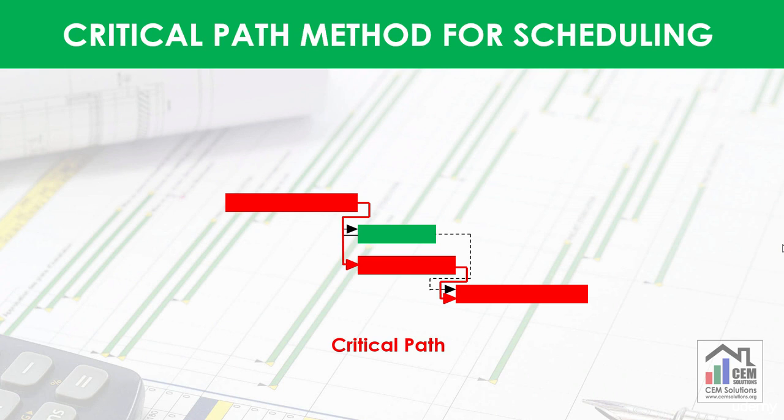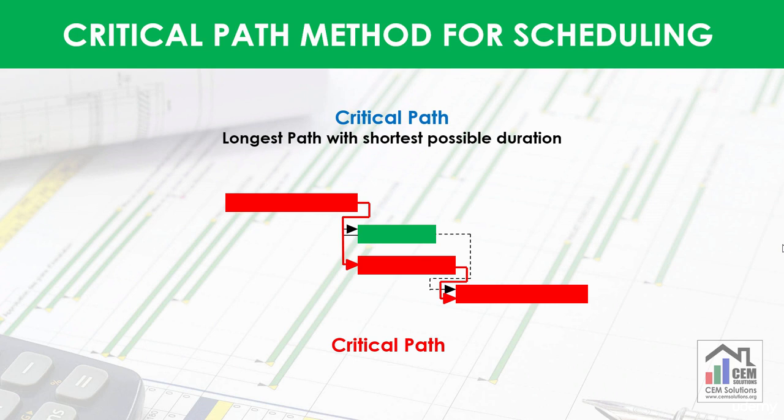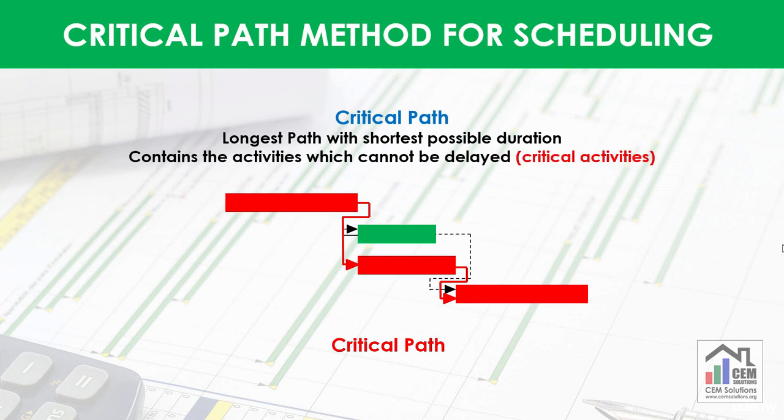Critical path is then determined from total float. Critical path is the longest path of activities with shortest possible duration to complete the project. Critical path is determined to know the activities which cannot be delayed, or in other words, delays in these activities will result in overall project delay. These activities are called critical activities.